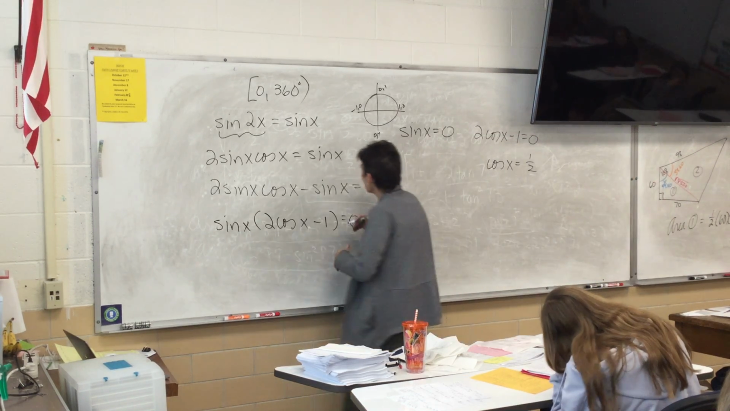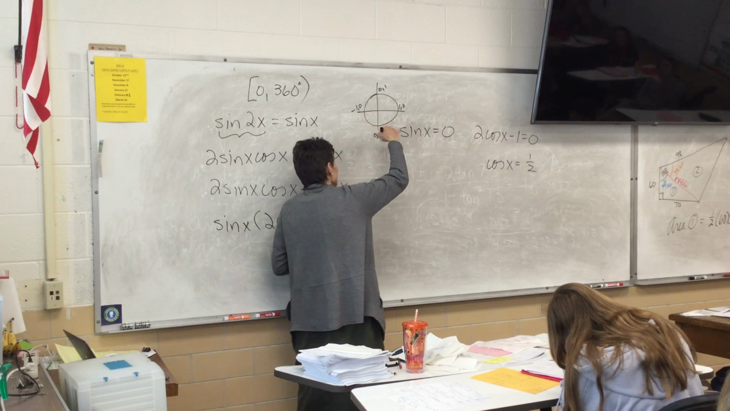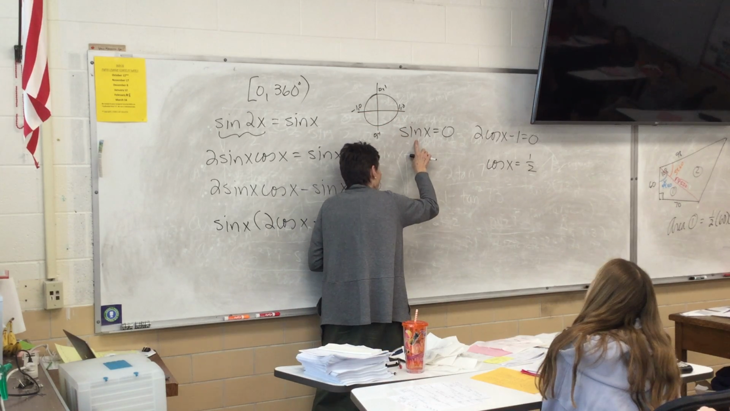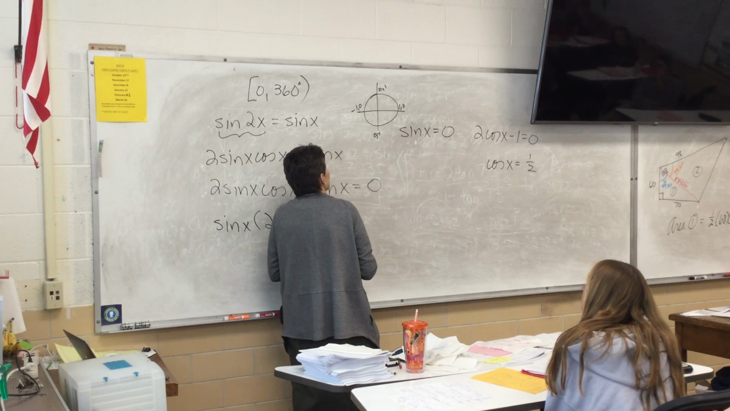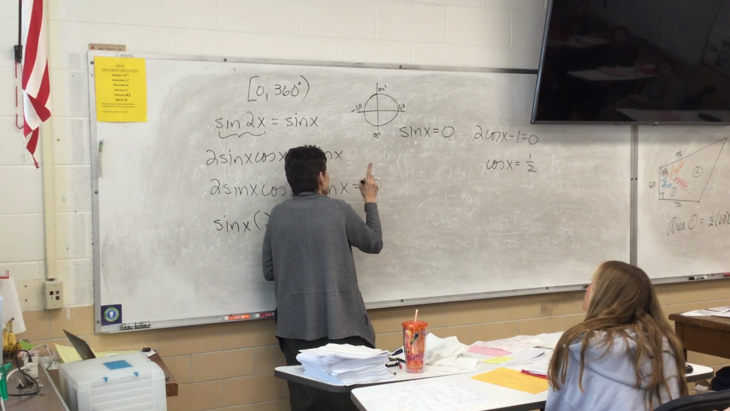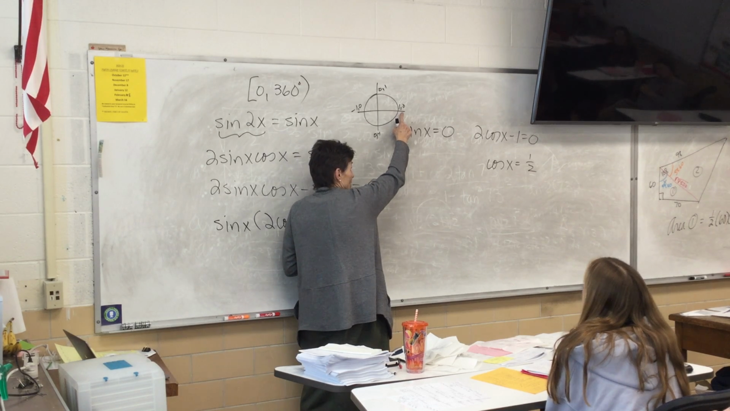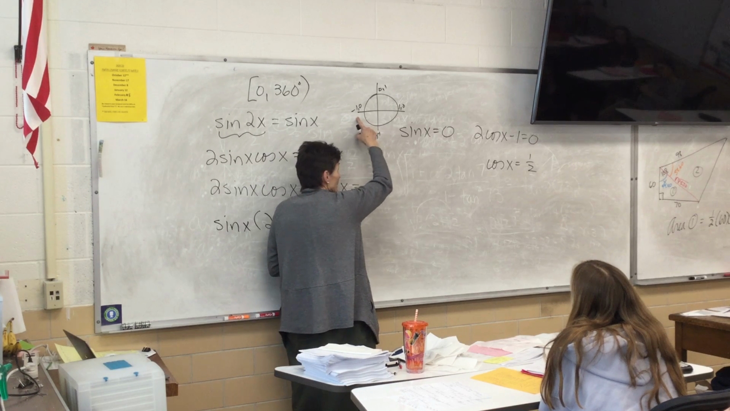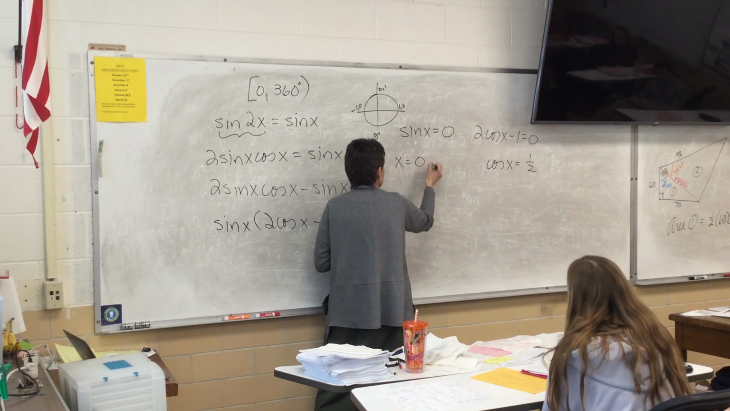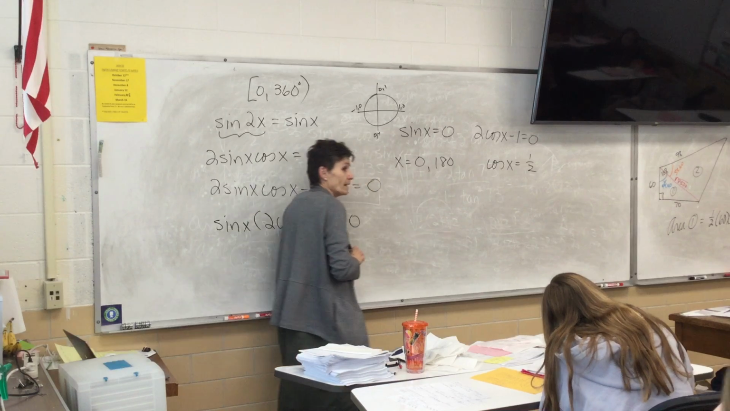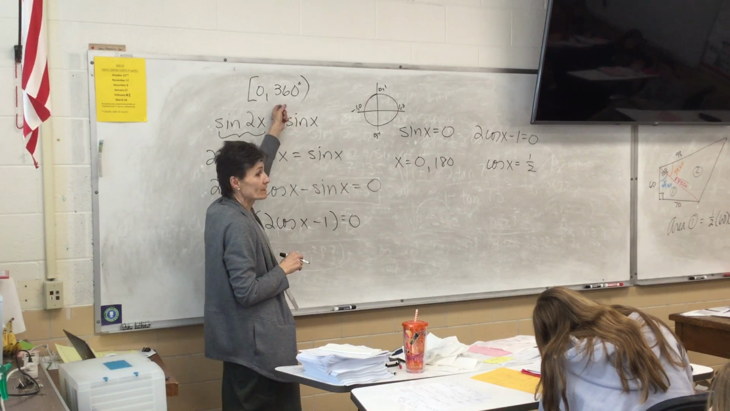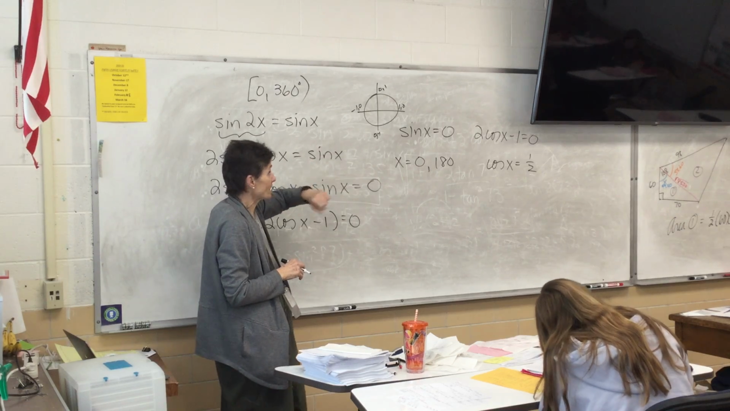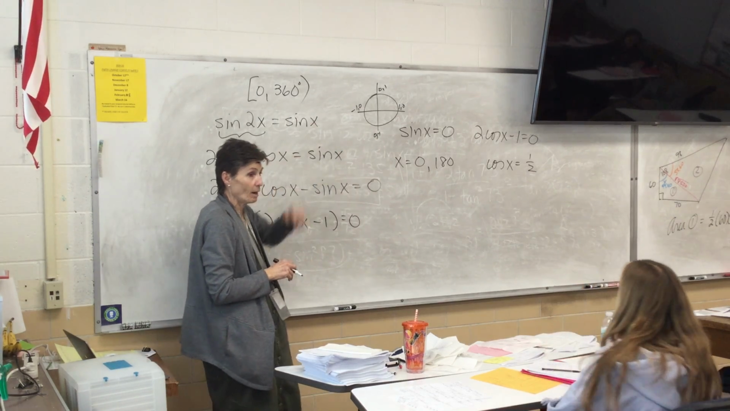So, where around this circle do you see a y value that is 0? On the y-axis. A y value that's 0. Isn't it here? And here. So those angles are 0 and 180. If I were in radians, I'm in degrees. If I were in radians, I would say 0 and pi.